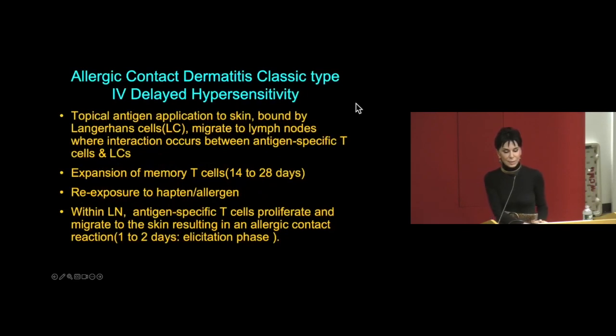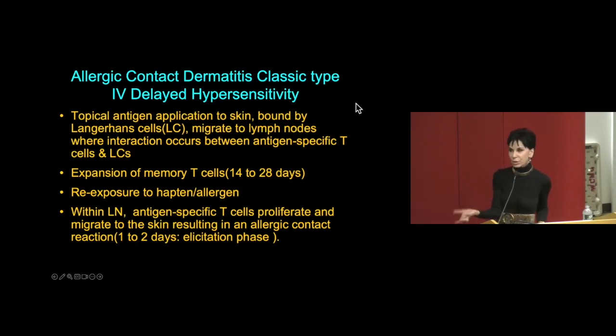So allergic contact dermatitis is really the prototypic type 4 delayed hypersensitivity reaction. And so what is involved in the allergic contact dermatitis pathogenetically? Well, you have topical antigen application to the skin. That antigen is then bound by Langerhans cells, which are your antigen-presenting cells, and they will migrate to the lymph nodes, the Langerhans cells containing this antigen, where there will be an interaction between very specific antigen-responsive T cells that recognize that specific antigen and the Langerhans cell.